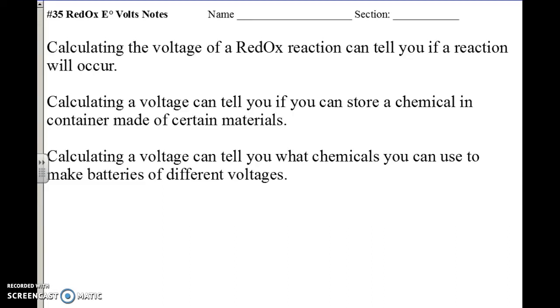Hello folks, today we're going to be going over the 35s, which is calculating voltages for redox reactions. I'm going to go through the front page with you and a problem, and then we'll go from there.